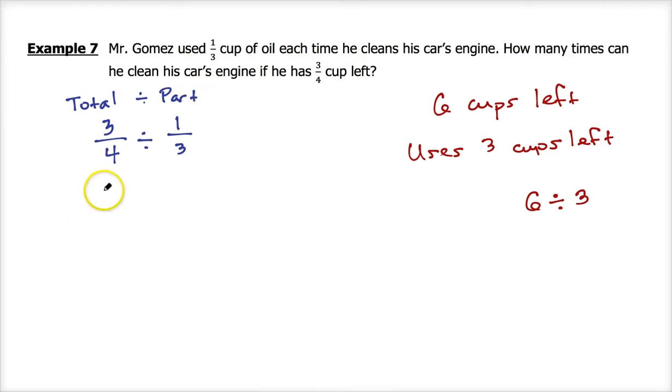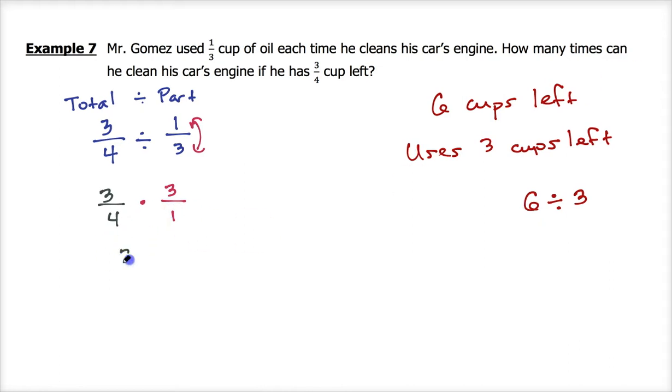Okay, so fraction division, we keep, change, change, so this becomes 3/4 times the reciprocal of 1/3, which is 3/1. So this will be 3 times 3 divided by 4 times 1. 3 times 3 is 9, and 4 times 1 is 4. So we get 9/4, which we want to change to a mixed number. As a mixed number, this would become 2 1/4.